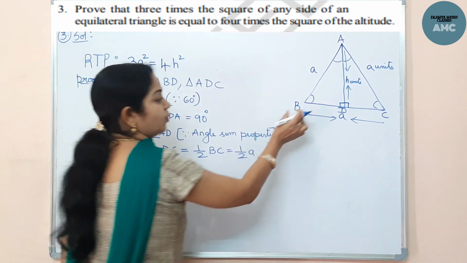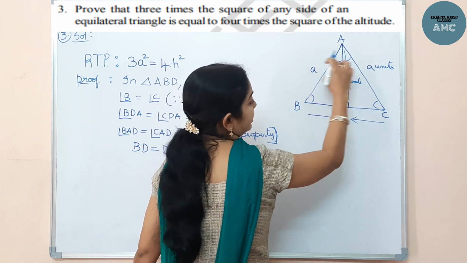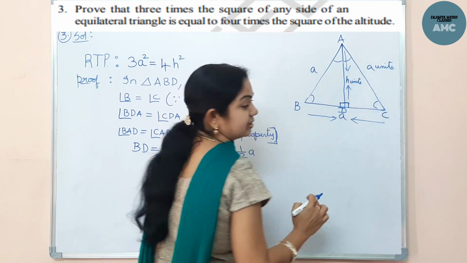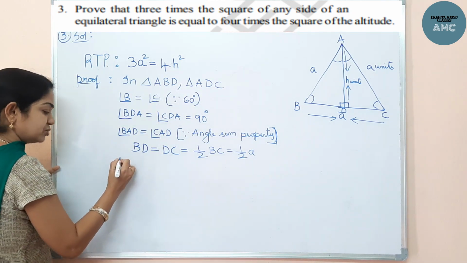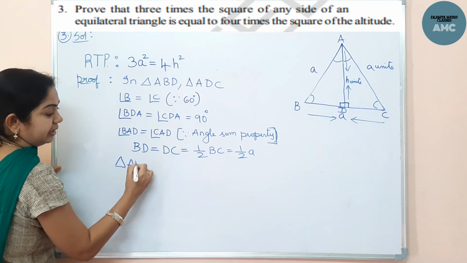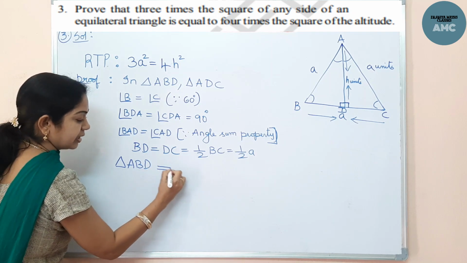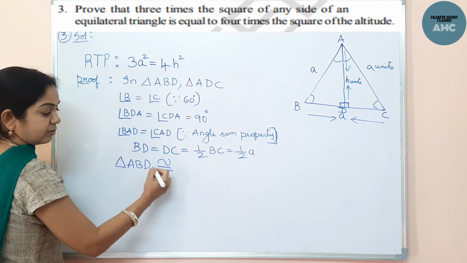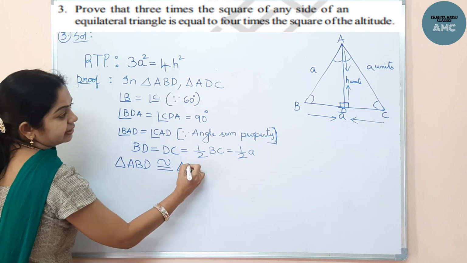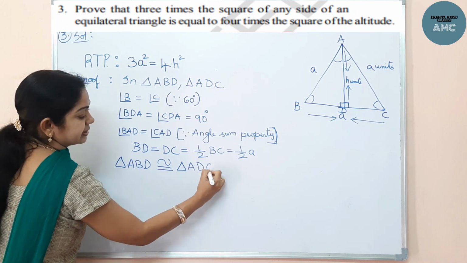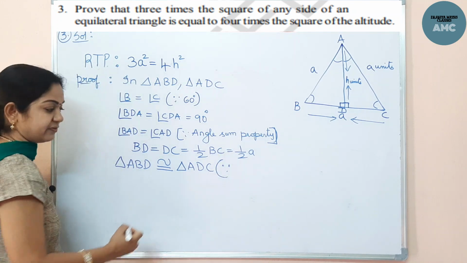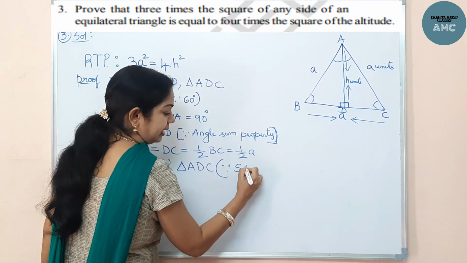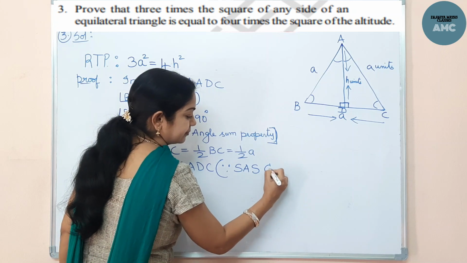Now BD is equal to DC. Here one side is equal, other side is equal, one angle is equal. Also from all the angles we can say that these two triangles, ABD and ADC, are congruent. Any property you can write because it is satisfying both. You can also write SAS congruency.